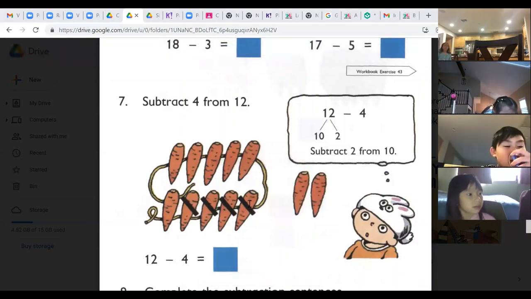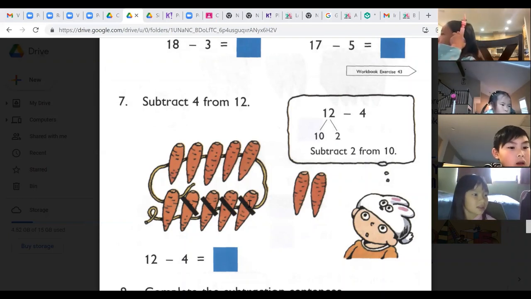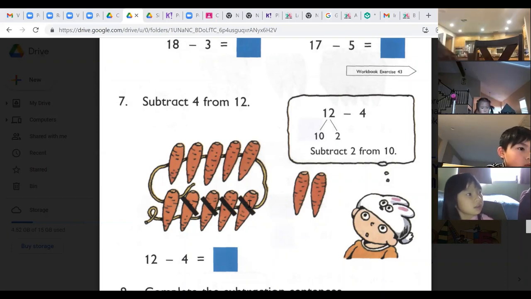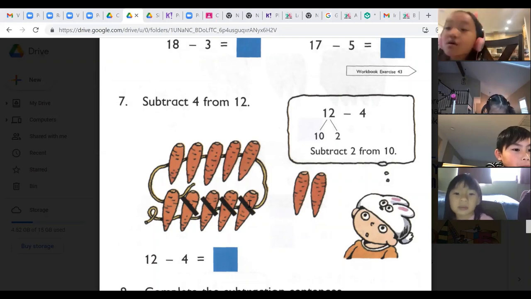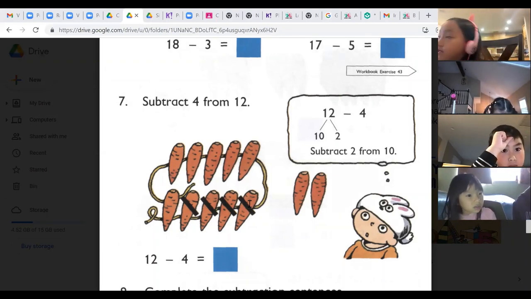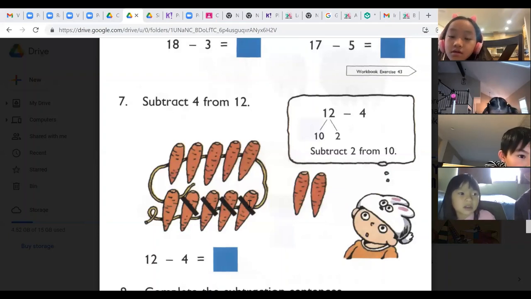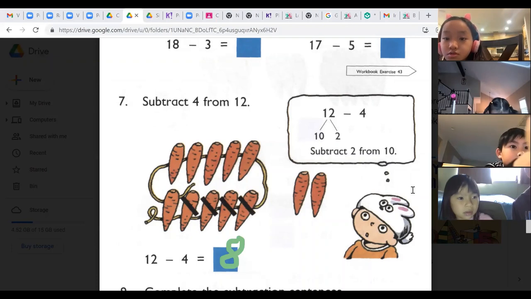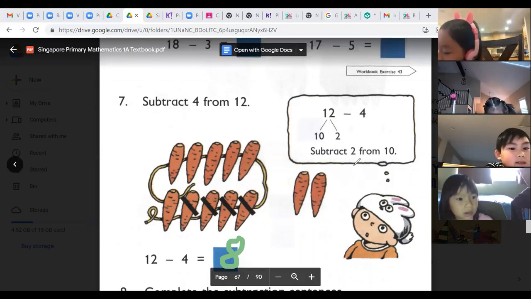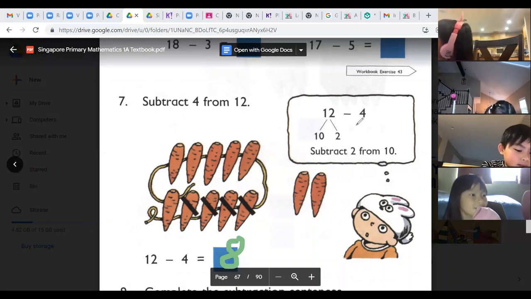Yep. The bottom one? Yeah, 12 minus 4. And this one is a bit tricky because it's... Oh, okay, never mind. Good job. That's so easy.